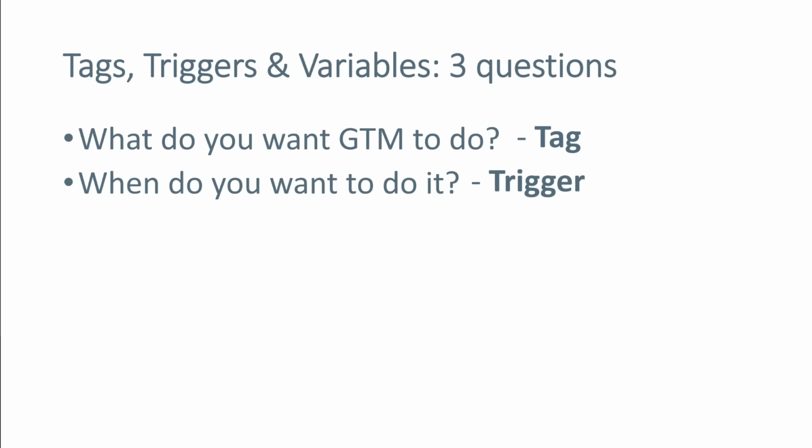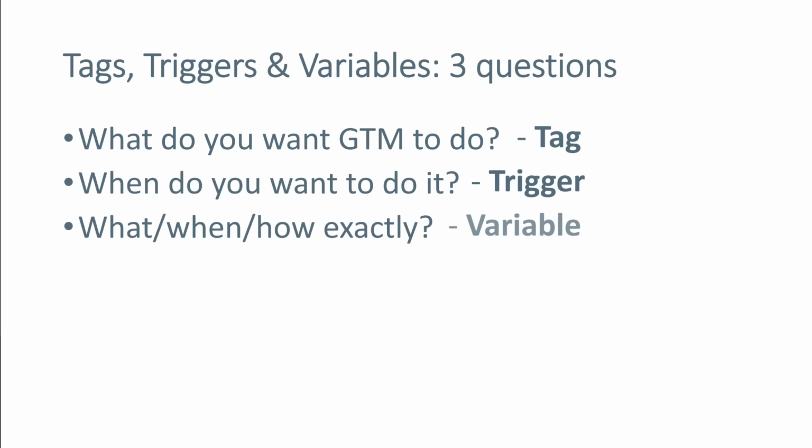And the third set of questions is what, when, or how exactly. That's where variables are needed, because when you say that you want to fire a tag on the order confirmation page, you need to be more specific. How can you specify the thank you page? Well, with the page URL. So if the page URL contains, let's say, thank you for purchasing, the page URL in this case is a variable.